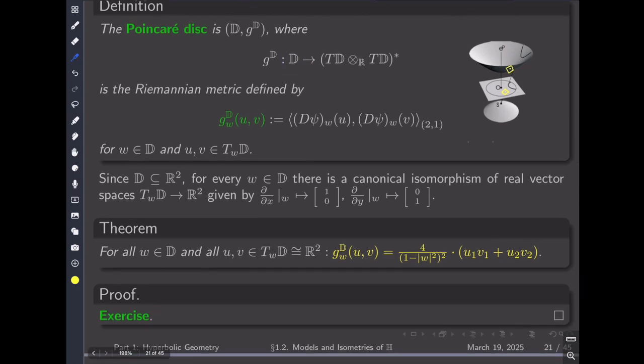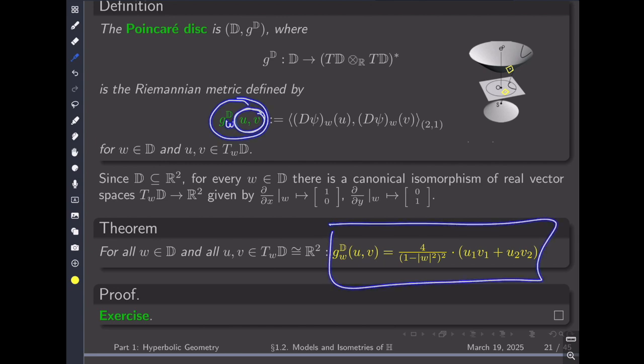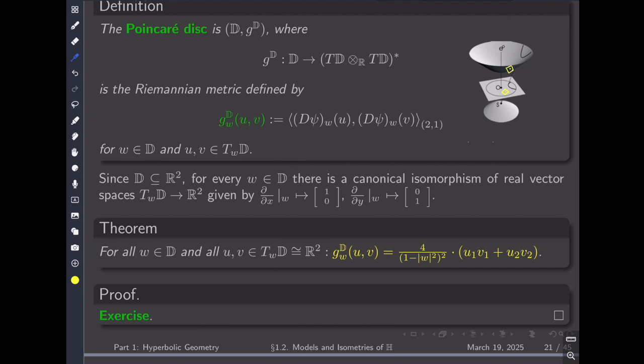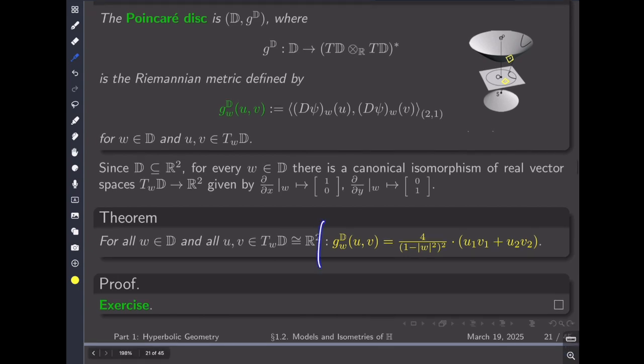Okay, and then of course one can ask for the precise formula for this in terms of the point at which you are anchoring, and the tangent vectors. Well, here it is. And how do I do it? It's really just direct computation, which I've done. It's a bit long, but that's what you see.